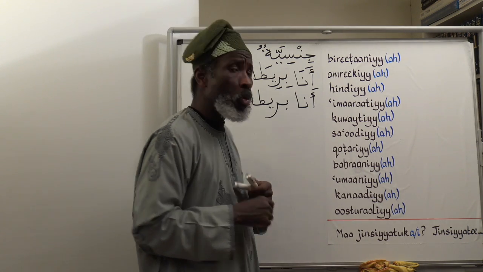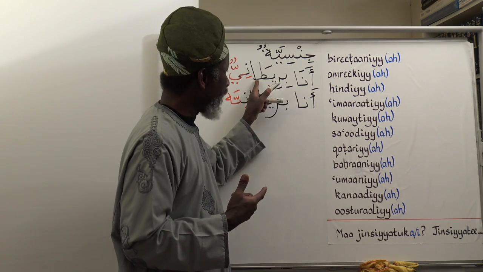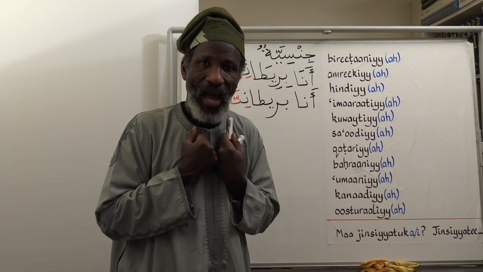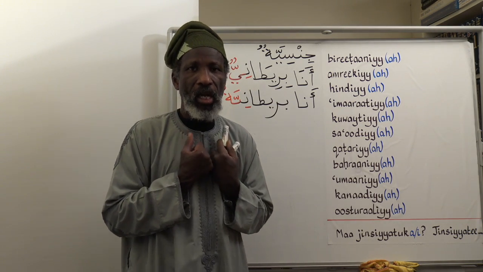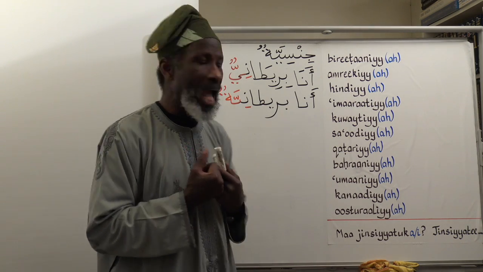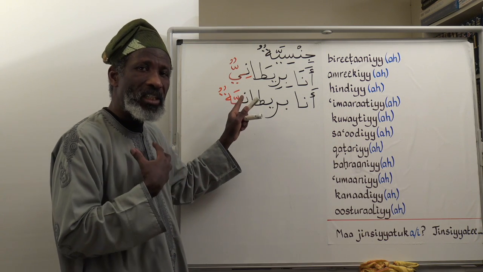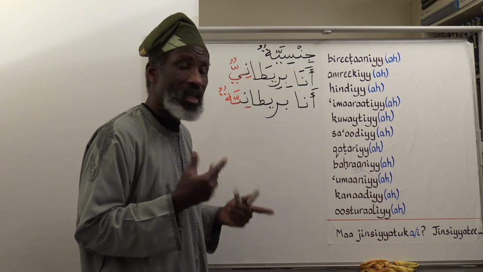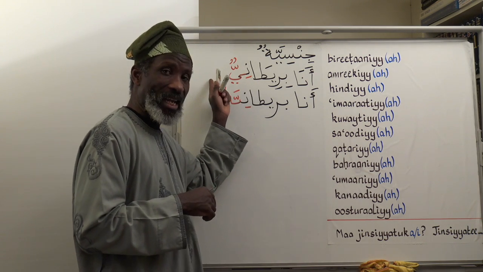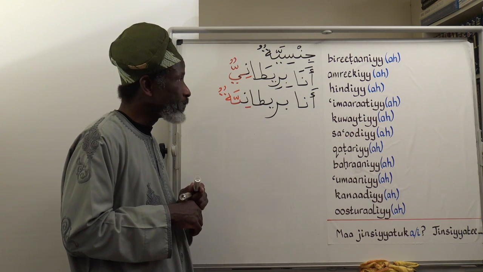What about if I say, what's your nationality? Here, a male is describing himself as being British. Here, a female is describing herself as being British. Hence, we have a slight difference between how the woman is speaking and how the man is speaking. The man uses the iyun ending, the woman uses the iyatun ending with this ta marbuta.